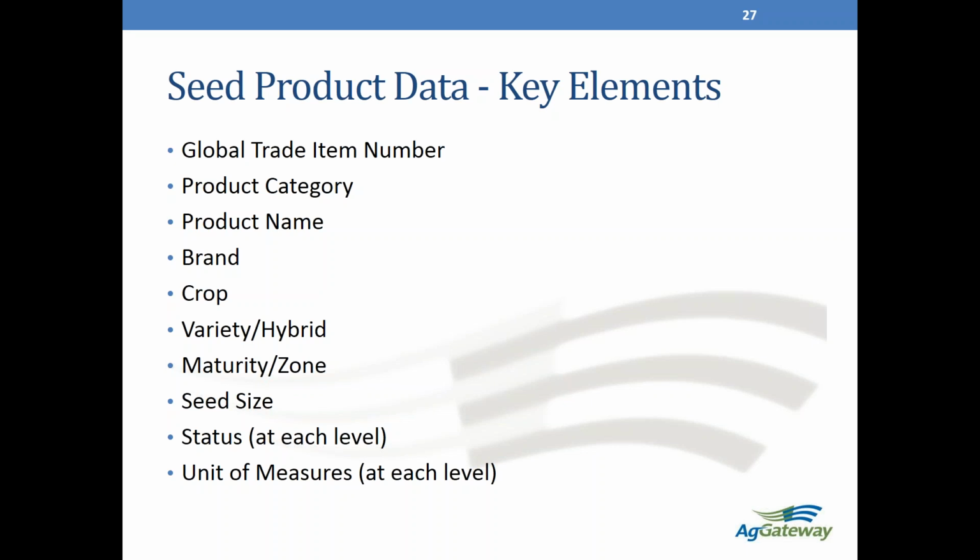There are 3 levels, really 4 levels within the product directory. It starts at a company, it goes to a product, you then have a package size, and then a package configuration. So there's a status at each level, whether it's active or inactive. And there's also units of measure at each level, and these are standard units of measure that are associated and are accepted throughout the industry.